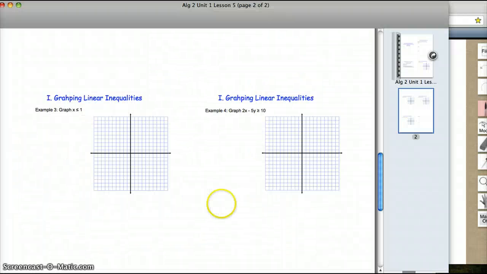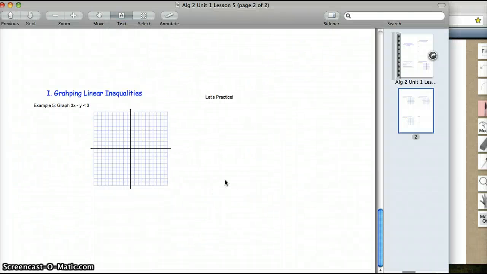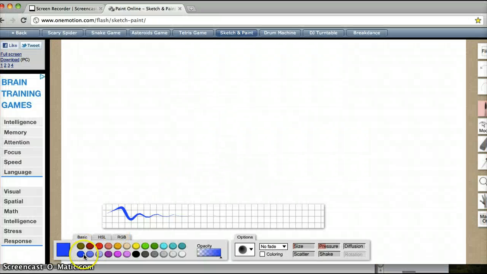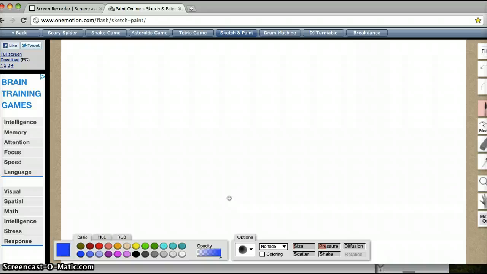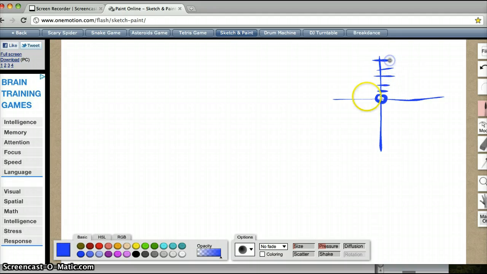Okay, so we're going to look at our last example. Our last example is 3x minus y is less than 3. So the first thing we're going to do is draw our graph. So we've got 1, 2, 3, 4, and 5, negative 1, negative 2, negative 3, negative 4, negative 5 on both axes.